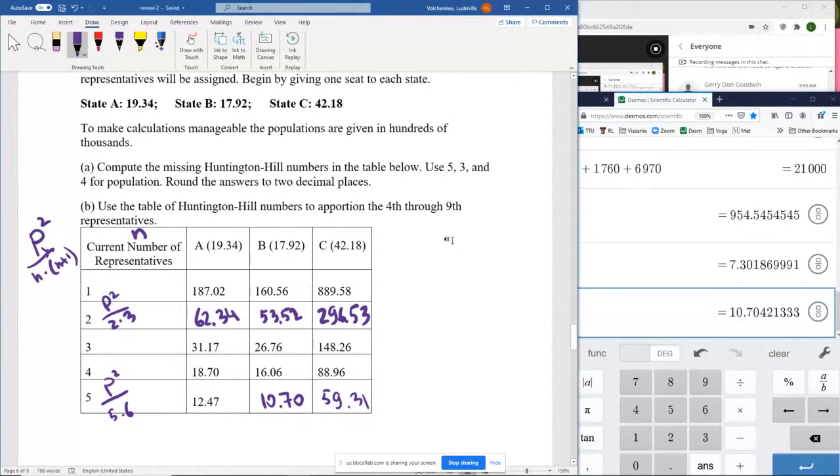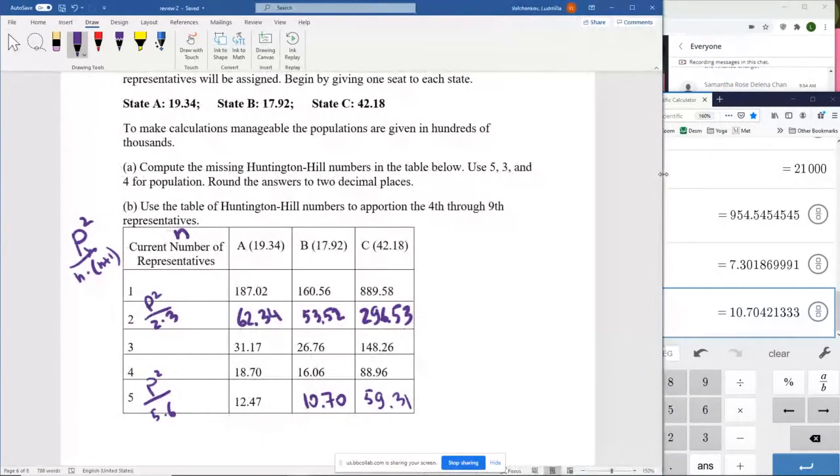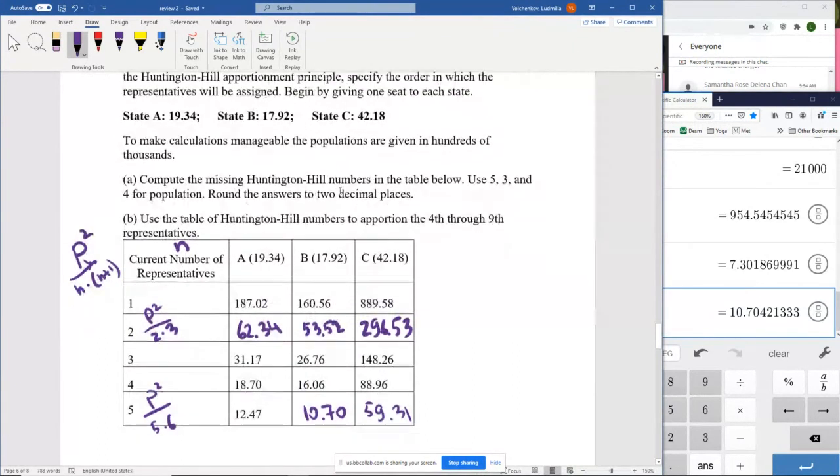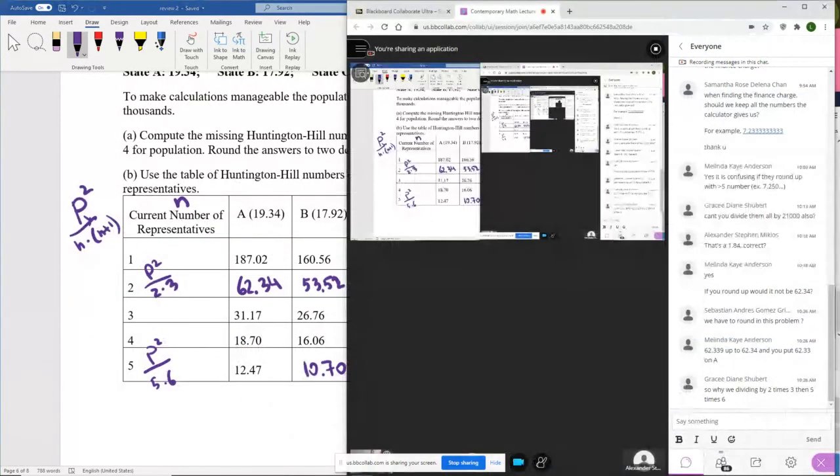Okay, this is the first part. The second part, use these Huntington-Hill numbers to apportion the 9 representatives.